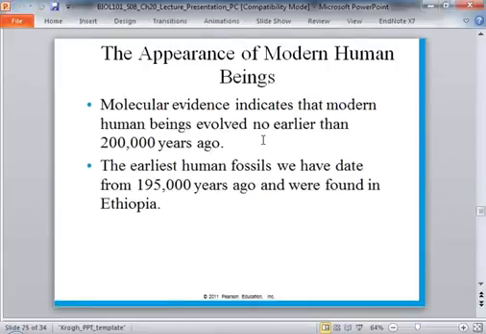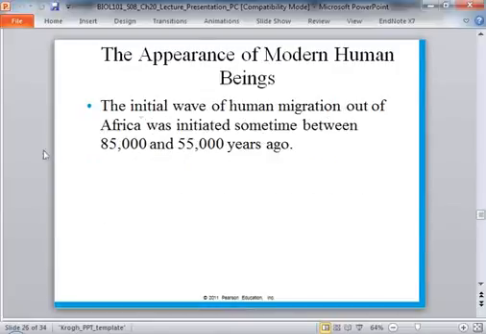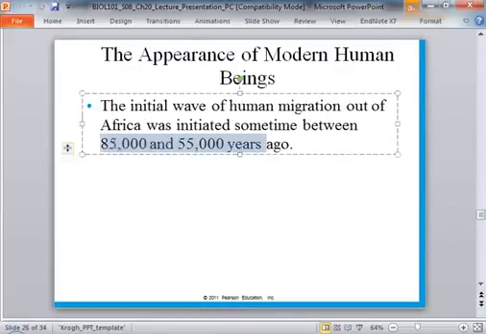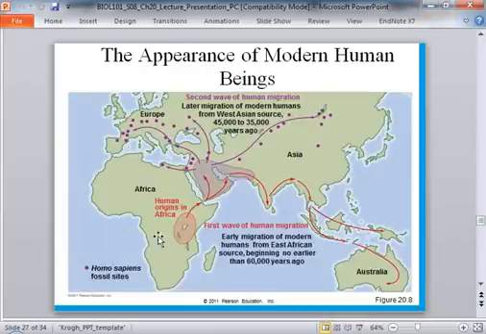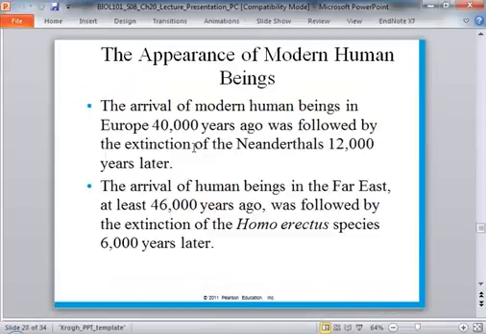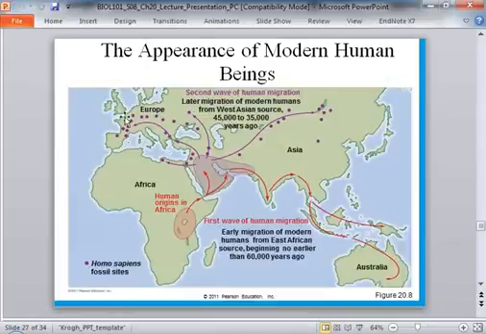And as humans spread around the world, what we see is this occurring 55 to 85,000 years ago. We get migrations all over the place. And so we've evolved here, and then we start to spread. And one of the things that occurs is our spread into these regions that were populated by Neanderthals over here and Homo erectus over here.